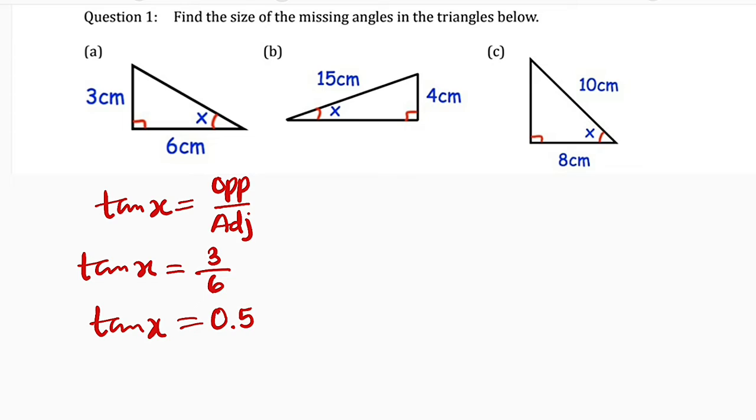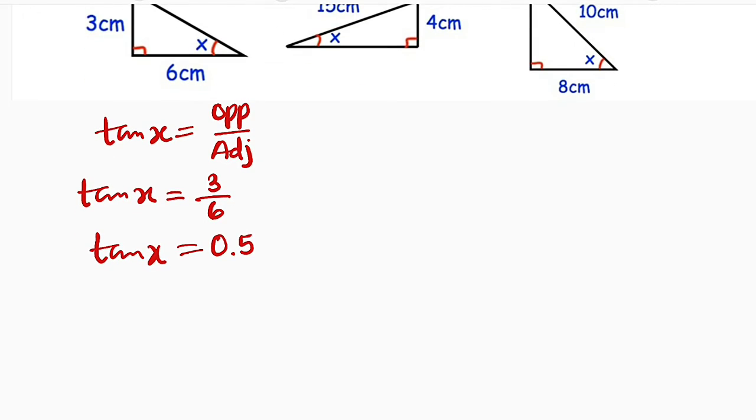All right, but remember we are looking for this angle. So how can you undo tangent here to leave only x? By taking tan inverse of both sides. If you take tan inverse of the left hand side, you have only x. Then you take tan inverse of 0.5. That is the ratio that will cancel this tangent.